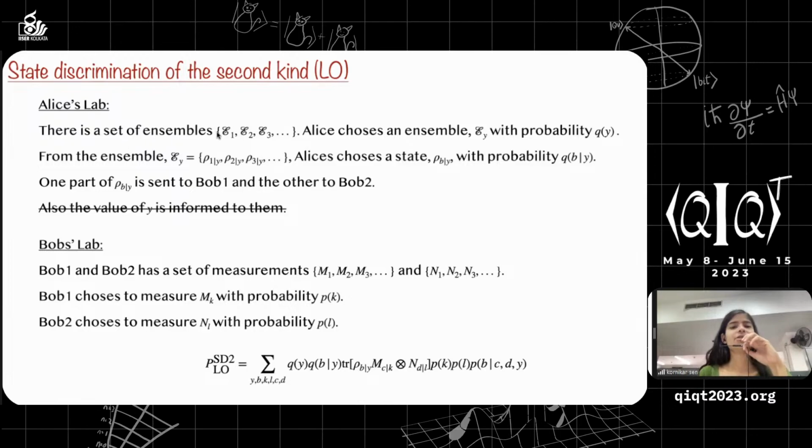In the discrimination of the second kind, we consider that the information of Y is not given to Bob 1 and Bob 2. So here, the only difference is Bob 1 and Bob 2 can choose the measurements arbitrarily, independent of the information of Y. So these probabilities are not conditional probabilities here. So again, the optimal guessing probability is this, where these probabilities are not dependent on the information of Y.